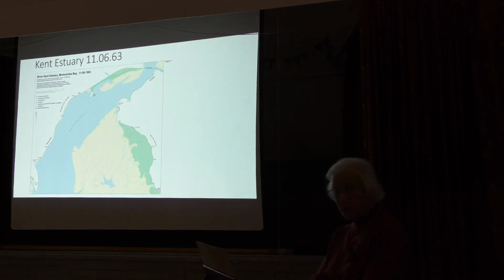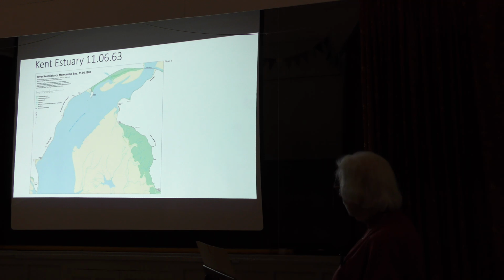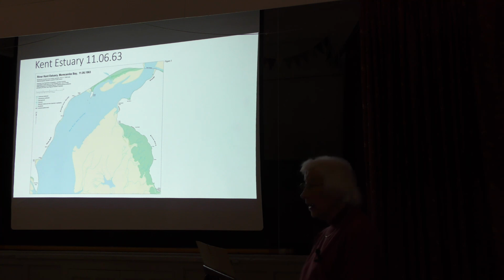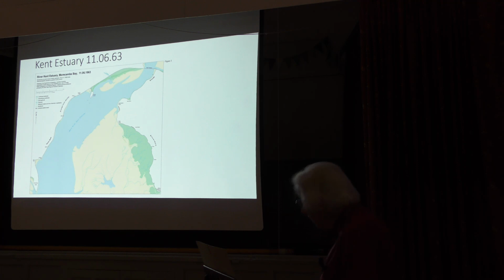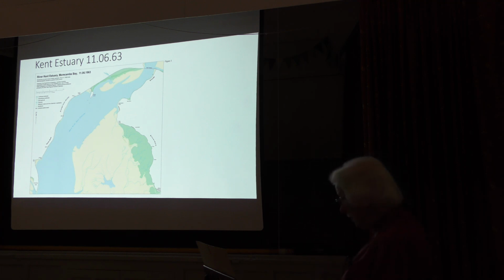Now the next 4 slides are a series of maps which I and others have drawn from a series of aerial surveys of the Kent estuary across the period from the 1960s to the 1990s. And these were drawn specifically to look at the relationship between the channels and the salt marsh. So you'll see in this sequence that there is quite a change going on over this period.